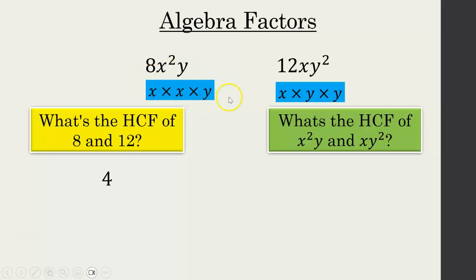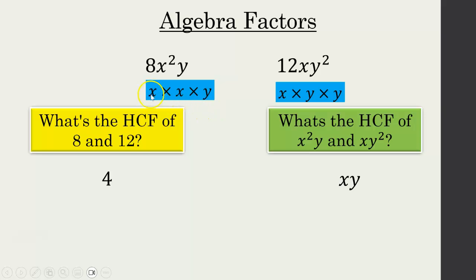Now, what's the greatest thing I can divide this by and this by? So there's an x, and a y, and an x, a y, and a y. Well, it would be xy. I can divide this by x and y, because there's an x and a y in it. I could divide this by x and y, because there's an x and a y in it. I couldn't divide it by anything else.